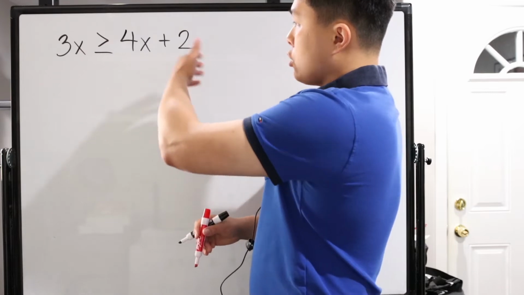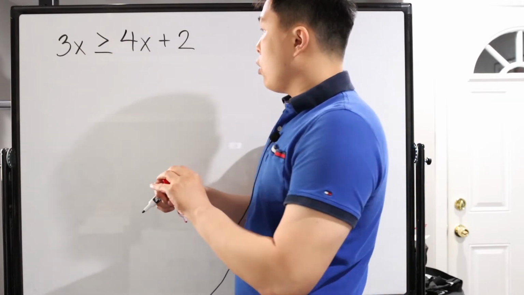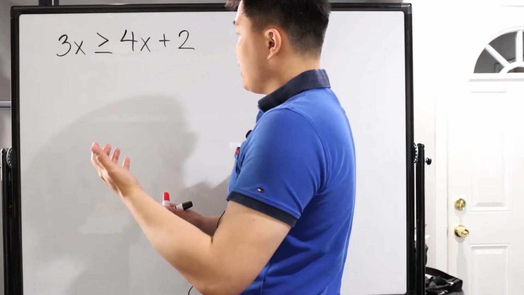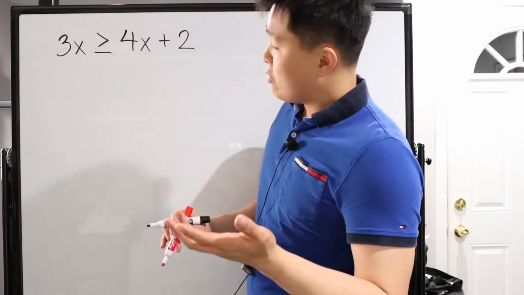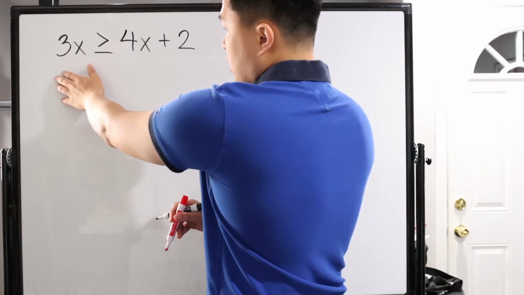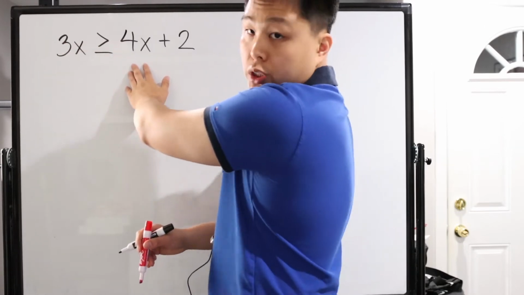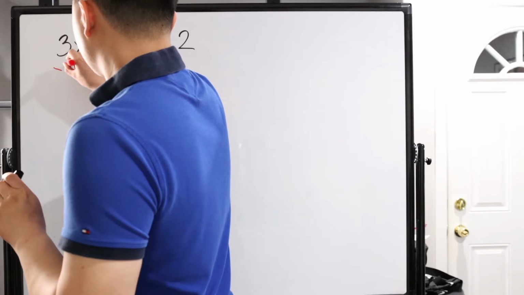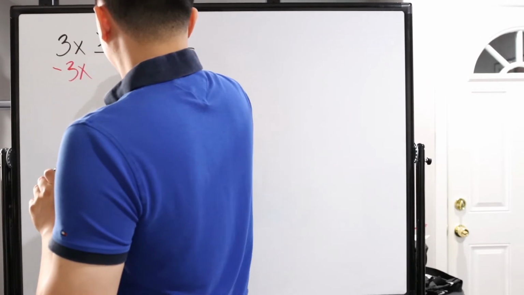I'm going to start working with this and hopefully you can follow along. First and foremost, we have a 3x and a 4x. I want to combine them so that only one side has the x. I really don't like negative signs, so it makes sense to me to just subtract 3x from both sides, and this will go away. This one will still be positive. So let's subtract the 3x, subtract 3x.